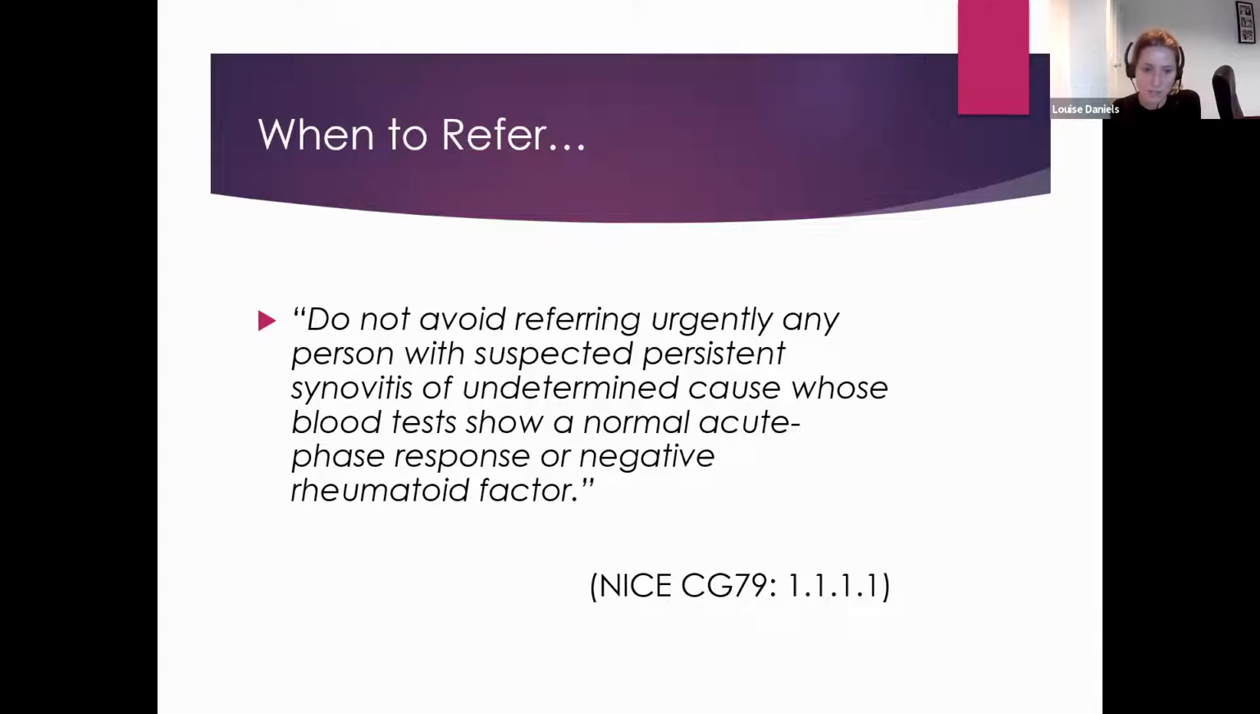So it is trying to differentiate those patients. NICE tell us not to avoid referring urgently anyone with suspected persistent synovitis of undetermined cause, whose blood tests do not show raised ESR or CRP, or where rheumatoid factor is negative, and that's what we've discussed earlier. It doesn't mean refer everyone with joint pain, regardless of what the blood tests show, but it does mean that if you're very suspicious that this is rheumatoid arthritis, don't be put off by normal blood tests.